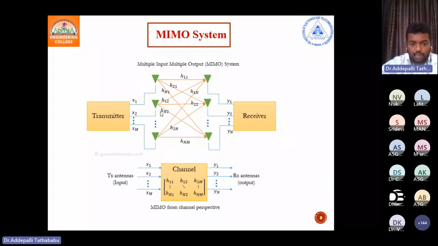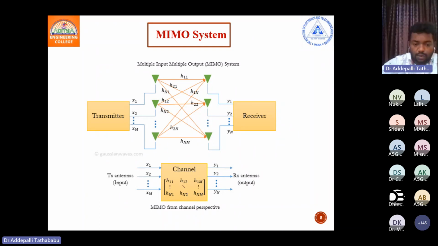So here, based on these connections, we can define the channel coefficient matrix. Based on these values, we have to calculate the rank of the matrix. Based on the rank, we can define how much the data rate will improve, how much the capacity will improve. That is R times the number of bits per second.